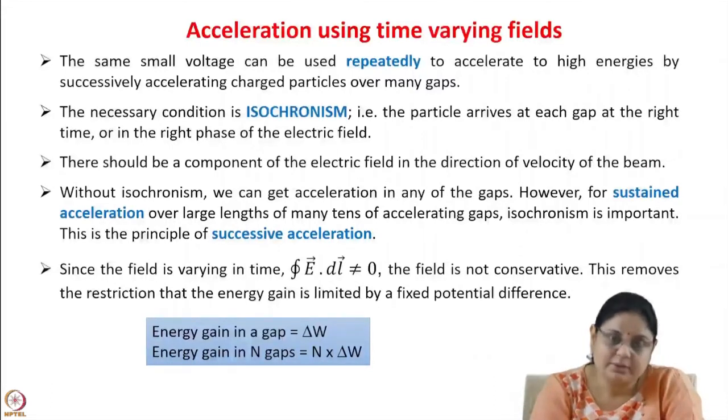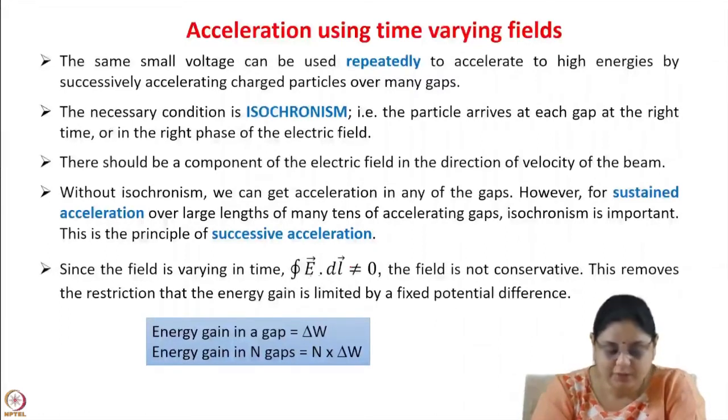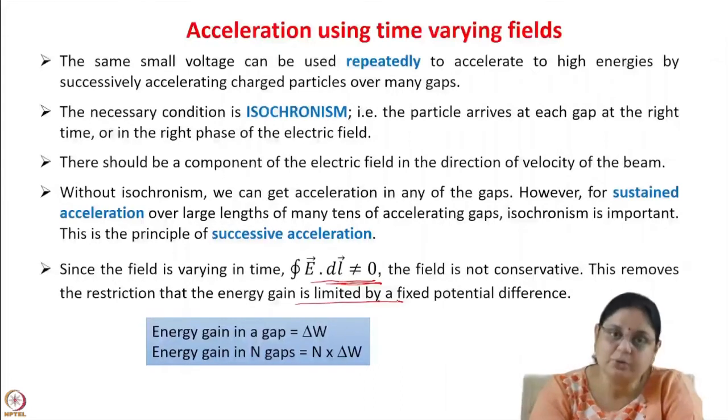Now, without isochronism, we can still get acceleration in the gaps. However, for sustained acceleration over large lengths of many tens of accelerating gaps, isochronism is important. This is known as the principle of successive acceleration. Now here, since the field is varying in time, unlike in the DC field where this quantity was equal to zero, here this is no longer zero because the field is varying in time. So the field is not conservative. This removes the restriction that energy gain is limited by the fixed potential difference. You can use the same field several times for acceleration.